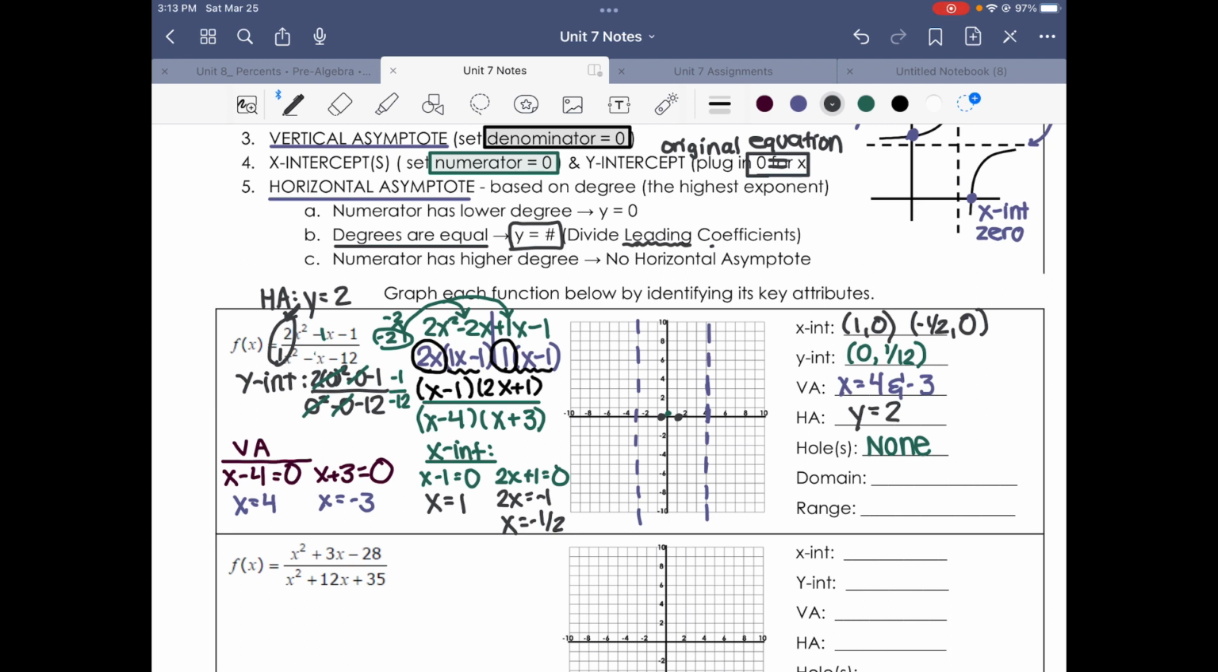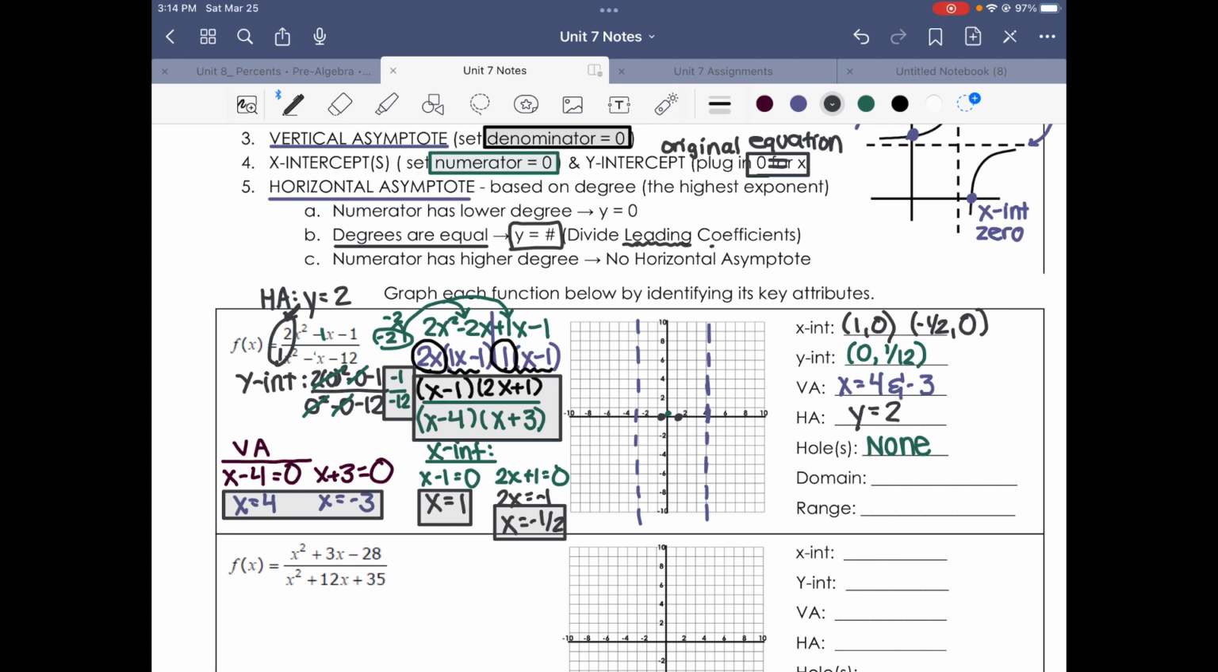So there's a lot of work going on here. This part right here is the factored version of the problem. You set the denominators equal to 0 to find the vertical asymptotes. You set the top equal to 0 to find the x-intercepts. And you plug in the number 0 for x to find the y-intercept. Then you have to follow the rules for the horizontal asymptote.